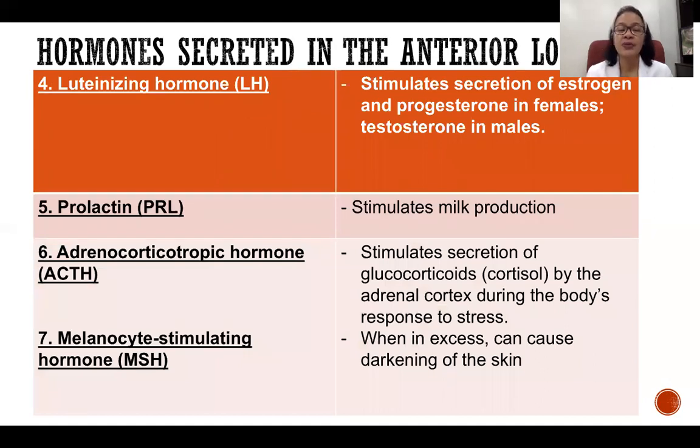So we have also hormones secreted in the anterior lobe. So we have the luteinizing hormone, which stimulates the secretion of estrogen and progesterone in females, and also testosterone in males. Whereas prolactin stimulates milk production, and the ACTH, or your adrenocorticotropic hormone, stimulates secretion of your glucocorticoids, or your cortisol, by the adrenal cortex during the body's response to stress. And then we have the melanocyte stimulating hormone. When in excess, it can cause darkening of skin.